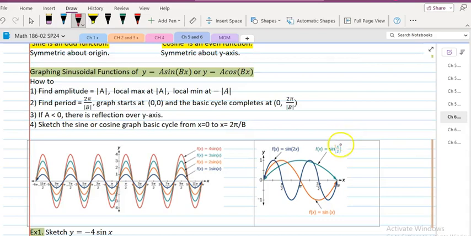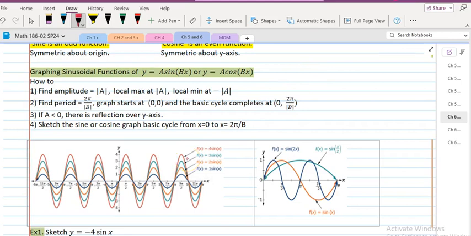Hello, pre-calculus student. In this video, we're going to talk about how to graph a general sinusoidal function. We call both sine and cosine sinusoidal functions, but with some adjustment: not just sine x, but something sine something x, or y equals a cosine bx. To see what the graph would look like, we need to do some review of function transformation.